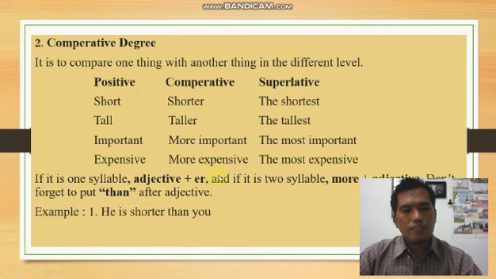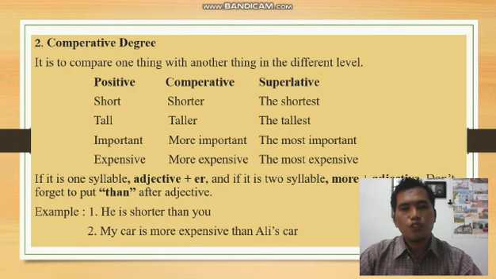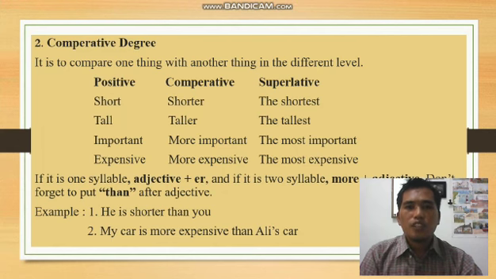Let's look at some examples here. He is shorter than you. So who is shorter here? He. So you are the taller one. That's why he is shorter than you. If you are taller, I'm shorter. So we can say you are taller than me.